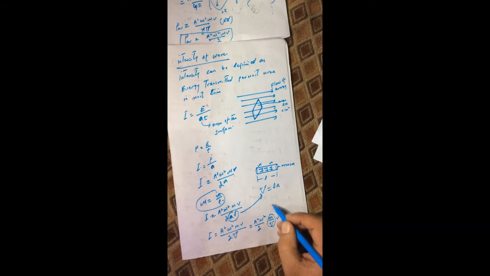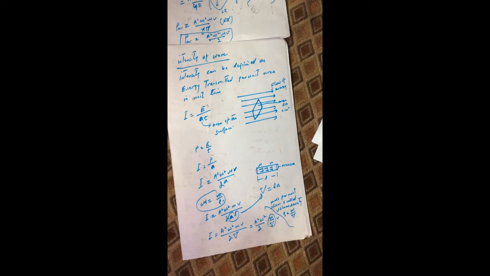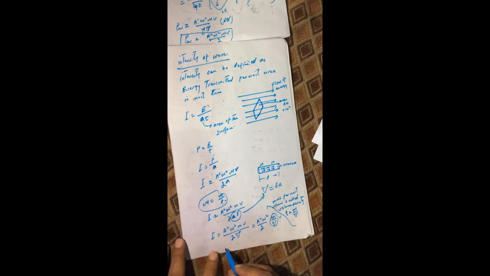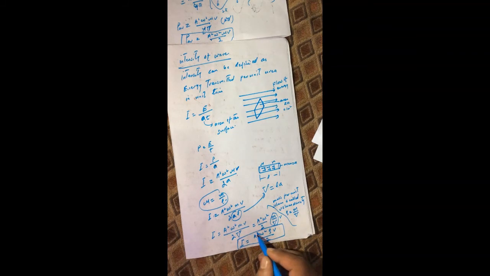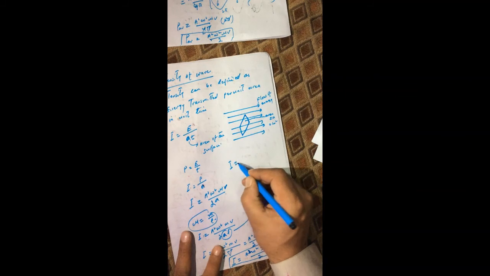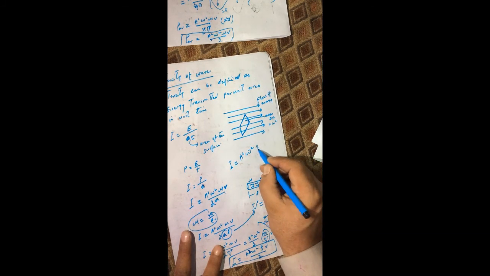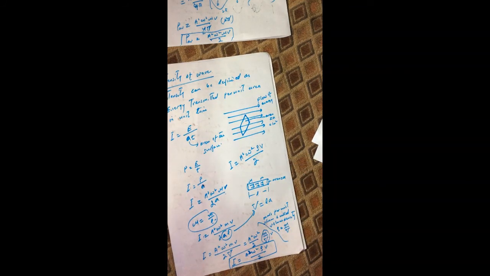Now mass per unit volume is called volume density, and it is represented by this ρ. This is equal to mass per unit volume. So I replace this factor by this ρ. So we have the intensity I equal to A²ω² times ρv over 2, where v is the velocity of the wave. So this is the formula for the intensity of a wave. It is equal to A²ω²ρv over 2. The final expression is I equal to A²ω²ρv over 2. So this is the formula for the intensity of a wave.